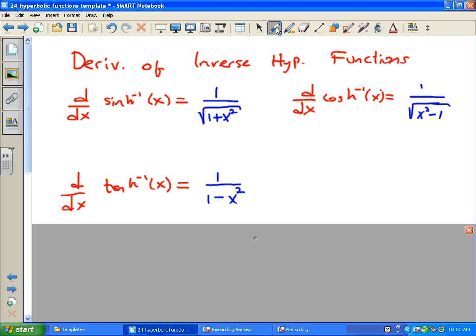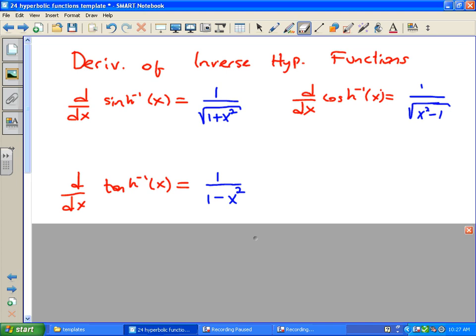What if you want to find the integral of this quantity? Guess what that's going to be? Hyperbolic cosine inverse, of course. So you want to find the integral of this quantity. That's going to be hyperbolic tangent inverse. So the derivatives are useful, but you're going to see that these are mostly used for the integrals.